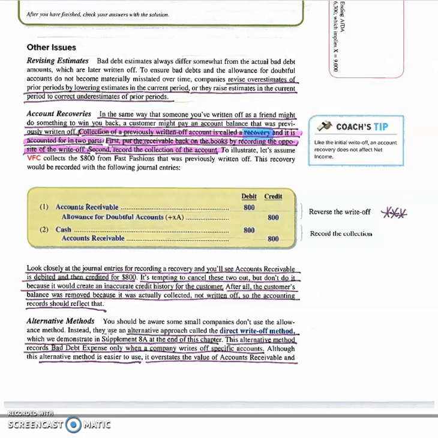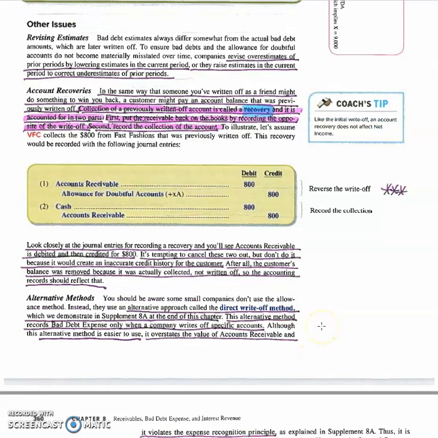It's in the supplement of the chapter. I'm not going to cover that. I'm not going to give you homework problems on it. We're going to focus on the allowance method because it is required by GAAP.